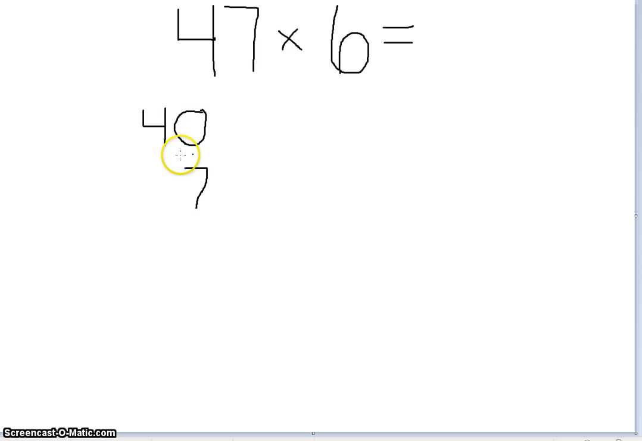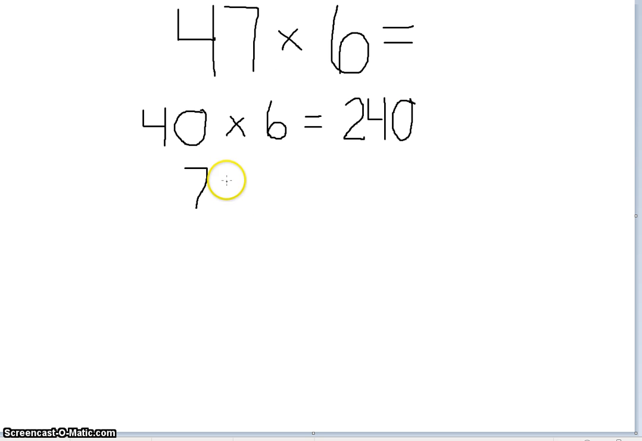I have to multiply the 40 by the 6. 40 times 6 equals... Now this looks like a difficult problem, but it's not. If I know 4 times 6, which is 24, then I have to just multiply it by 10. And we all know that that means just add a 0. So 40 times 6 equals 240.